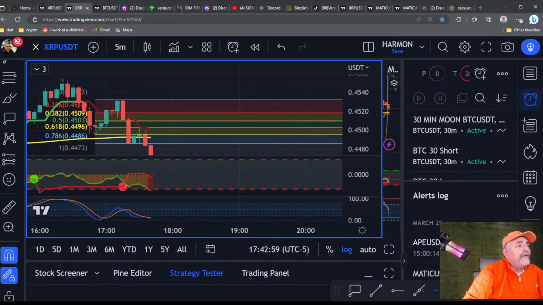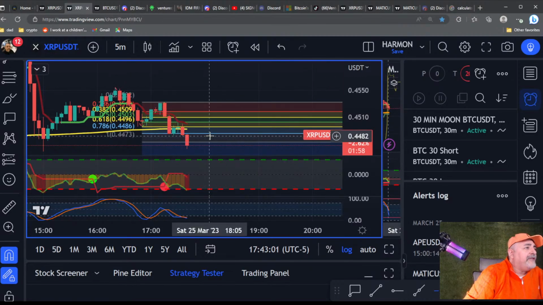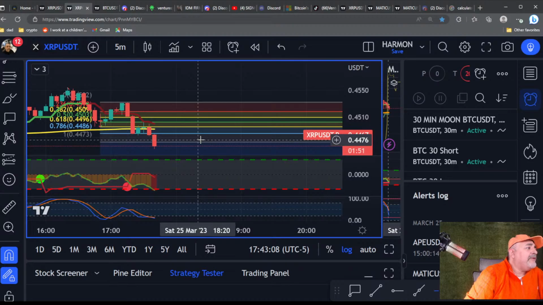Ooh, XRP is going down. Remember, guys, we were talking about the XRP short. Look at that going down, guys. Oh, the fibs are easy, guys. The Fibonacci's are easy. You just put them in there.